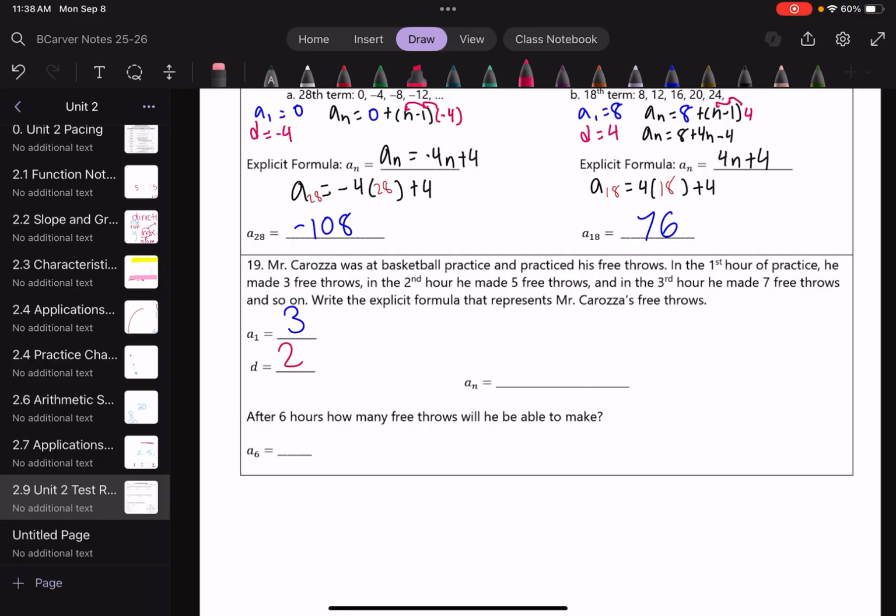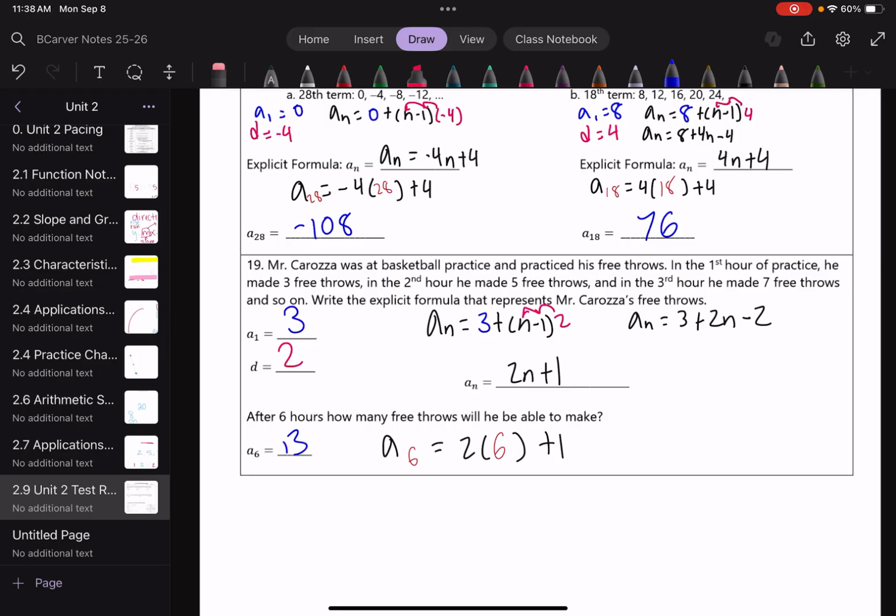So if I want to write the explicit formula, I'm going to have a sub n is equal to 3 plus n minus 1 multiplied by 2. Distribute that 2 out to get a sub n is equal to 3 plus 2n minus 2, or that a sub n equals 2n plus 1. We want to know how many free throws he's going to make in 6 hours. So anywhere we have an n, I'm going to replace it with 6. 2 times 6 is 12. 12 plus 1 means he's going to make 13 free throws after 6 hours of training.